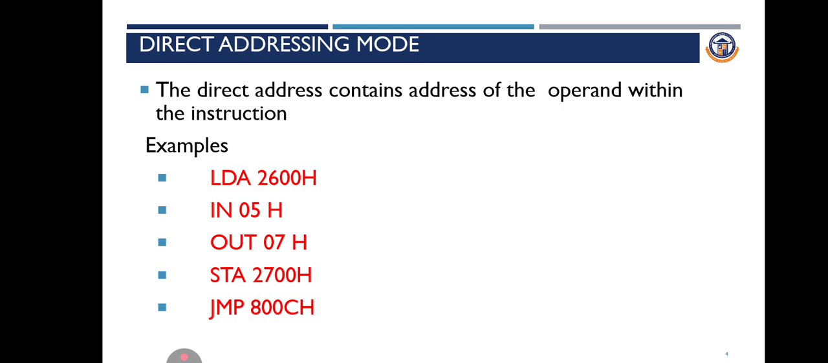In the STA instruction, that is STA 2700H, 2700H is the address, and the content of the accumulator will be stored at 2700H. Whereas in the jump instruction, it directly jumps to the address 800CH.